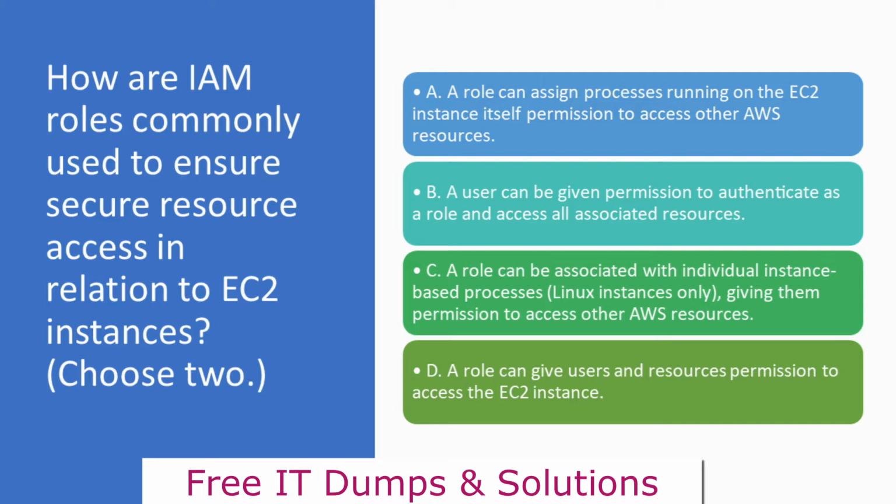C. A role can be associated with individual instance-based processes, Linux instances only, giving them permission to access other AWS resources. D. A role can give users and resources permission to access the EC2 instance. Correct answers for this question are option A and option D. Because IAM rules define how resources access other resources. Users cannot authenticate as an instance role, even role can't be associated with an instance's internal system process.